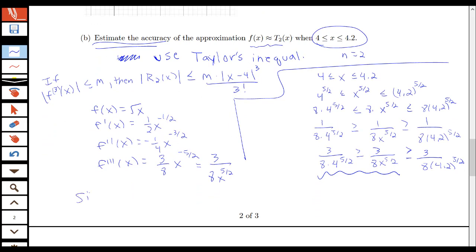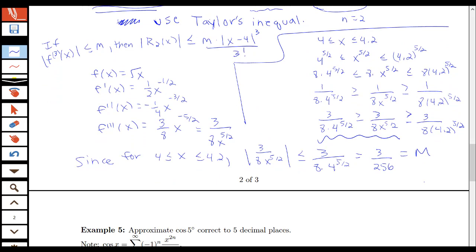Okay, so since for x between 4 and 4.2, that's our interval around the center, our third derivative in absolute value here, 3 over 8 x to the 5 halves, is less than or equal to 3 over 8 times 4 to the 5 halves. Okay, and we can go ahead and simplify that if we want, figure out what that number is equal to here. I'm going to have 4 to the 5 halves, that's going to be 2 to the 5th, so that's 32 times 8. We end up with 3 over 256, and I can use that for my m value.